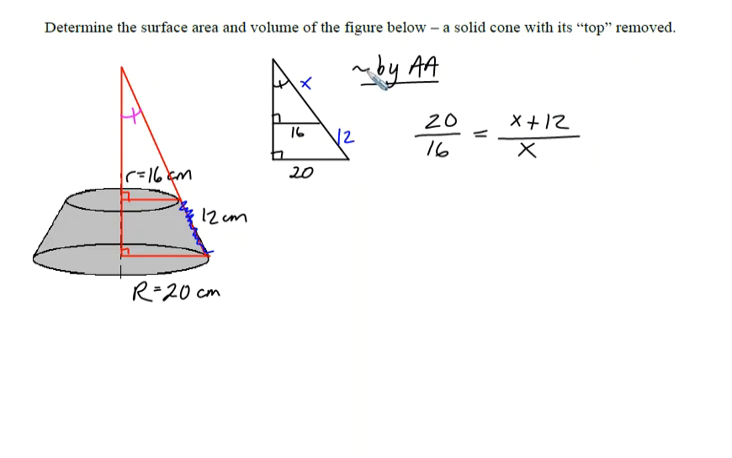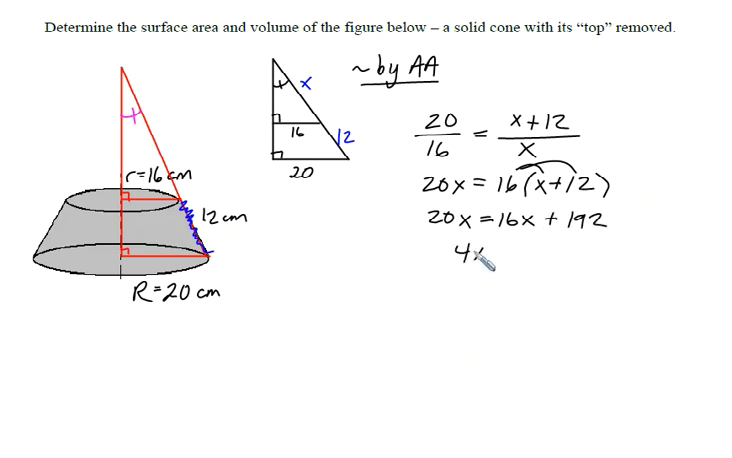To solve this equation, we can cross multiply. We would get that 20x is equal to 16 times the entire quantity x plus 12. And now we also have to distribute that 16. So we get that 20x is equal to 16x plus 192. Subtract 16x from both sides, and then divide by 4, and we get that x is equal to 48. So back up in our picture, we know that x is 48.